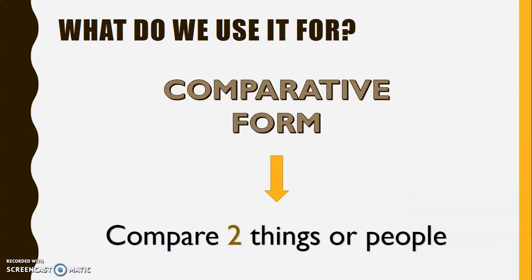So, we can say that we use the comparative form to compare two things or people. Just two, no more. So we have John and Cindy.